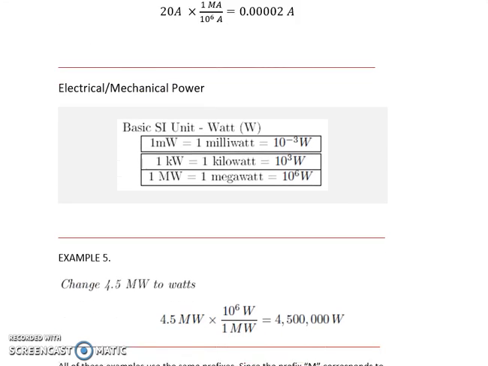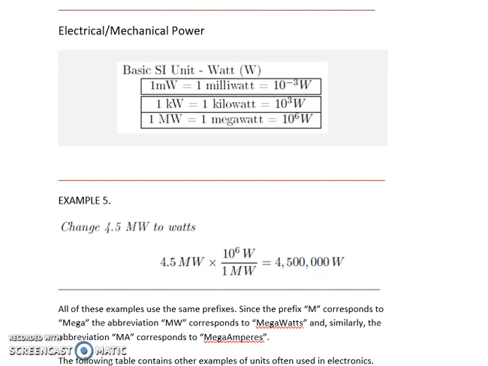Electrical or mechanical power. The basic unit of electrical or mechanical power is the watt. Here are some common units of measurement in electrical and mechanical power relating to the watt. So 1 milliwatt is 10 to the negative 3 watts. Here's an example converting megawatts to watts. We take the original measurement of 4.5 megawatts and multiply by the conversion factor containing megawatts and watts. Put the megawatts in the denominator so that those units will cancel. Multiply 4.5 times 10 to the 6 to get 4,500,000 watts in 4.5 megawatts.